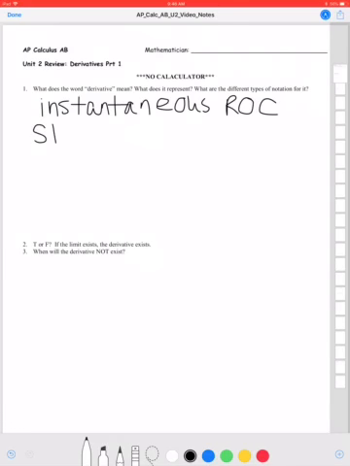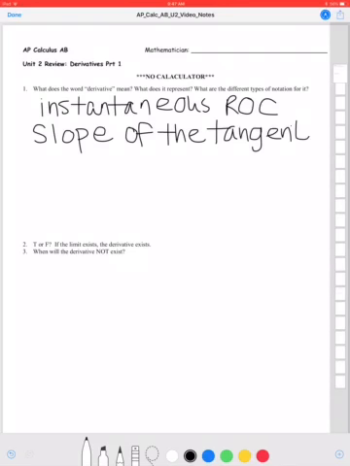We could also call it the slope, specifically the slope of the tangent line, or the line tangent to the curve. And those are the two main definitions as far as descriptions go.